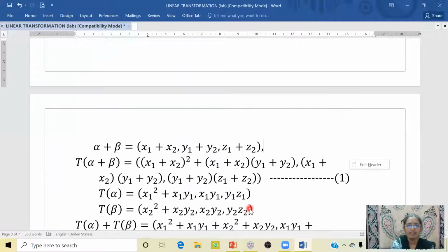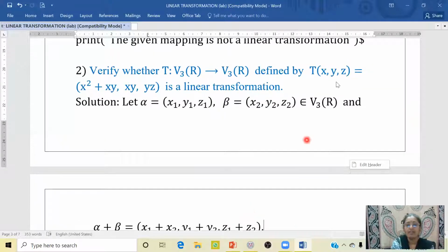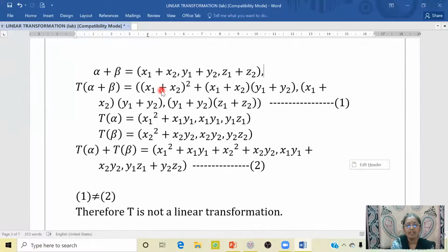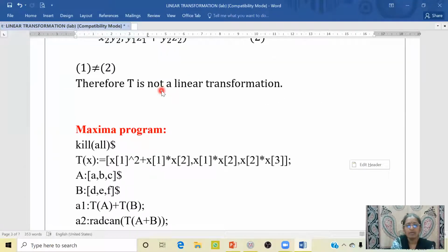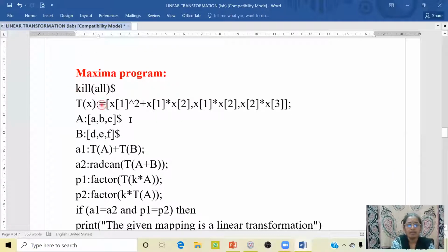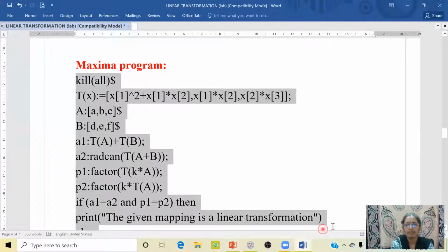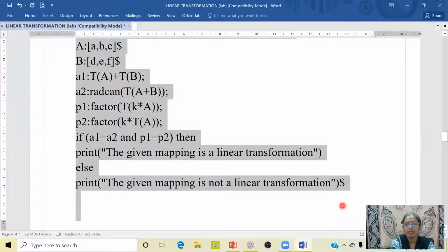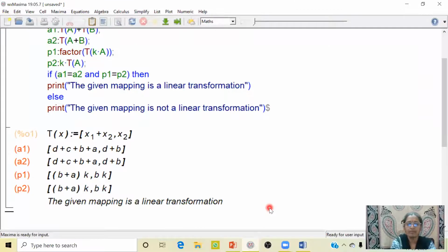So here we can observe that when we see the definition of the linear transformation T, you have a term containing x square. So whenever we have powers of the variables x or y or z, the given transformation is not linear. Now let us check this in Maxima code. So let us make use of the code here. Let us copy it. Go to the Maxima window.